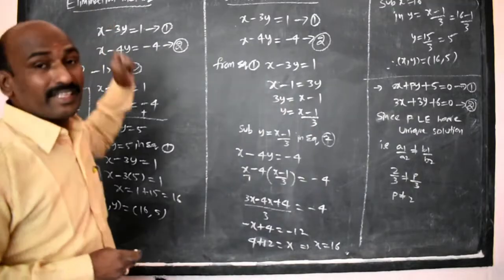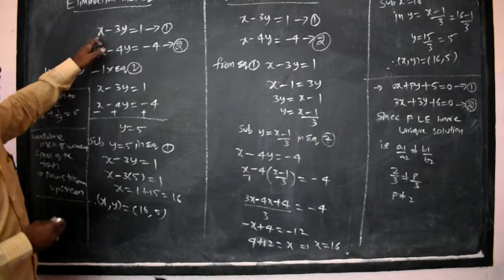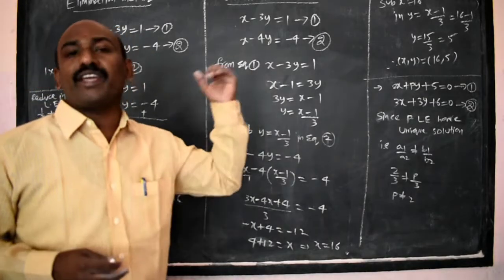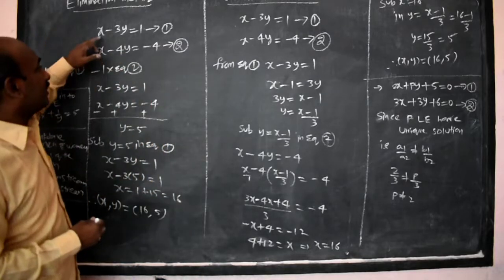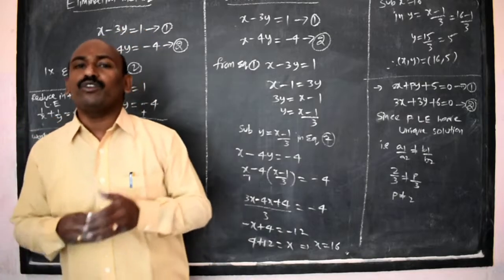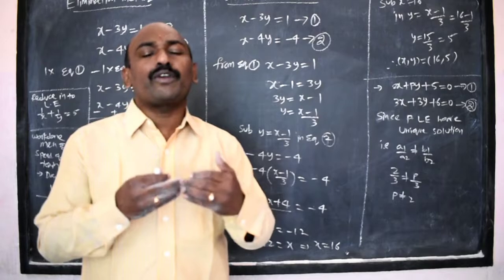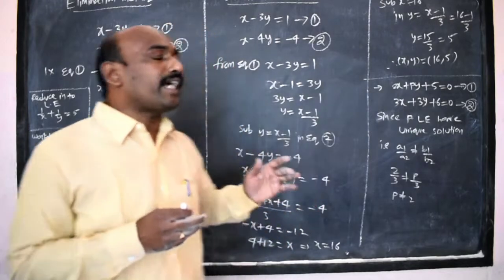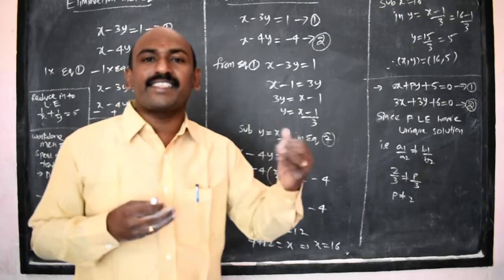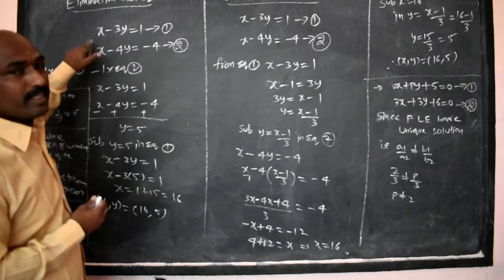Now we can go with the elimination method. How can you do the elimination method? I have taken the same equations: x minus 3y equal to 1 and x minus 4y equal to minus 4. In the elimination method, the first condition is you have to choose whether you want to eliminate x or y. First of all you have to decide which one is suitable. Then after you decide, you make the coefficients the same. If I want to eliminate x, I need both coefficients to be the same, here 1 and here 1.